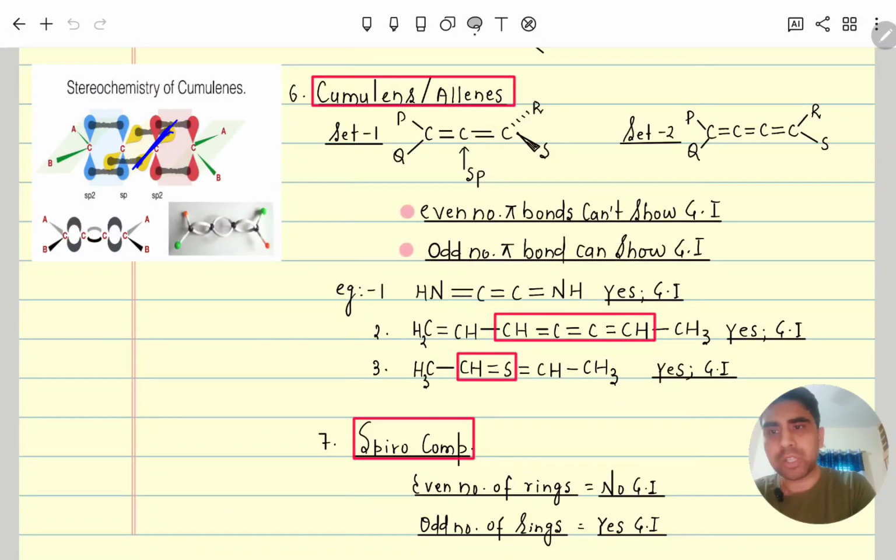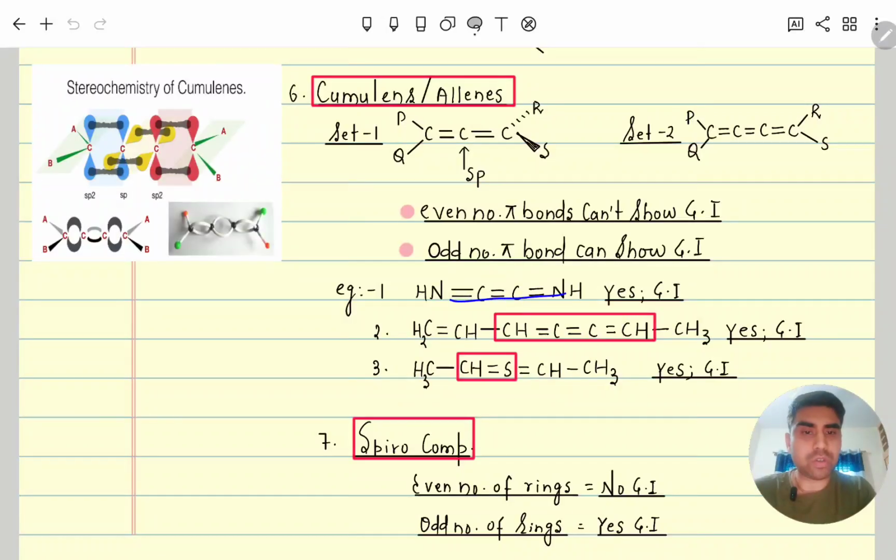Like here you can see, if here Py is utilized, then the next carbon's Px will be utilized, so due to that it will be perpendicular. Next after that, this carbon can again utilize its Py. So due to that, A and B and this side A and B will be in the same plane. Like here, this is in plane PQ, and let's suppose this is Py. So next is Px or Pz. So next Py is possible, so due to that it can come in plane. So always an odd number of pi bonds can show GI, but an even number cannot show GI.